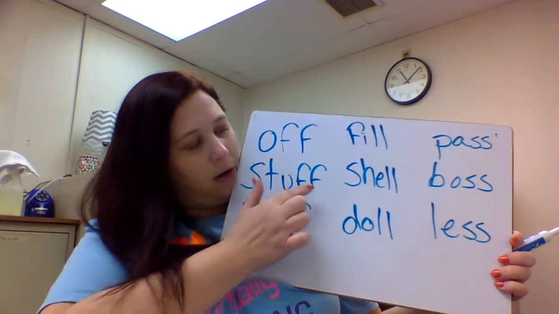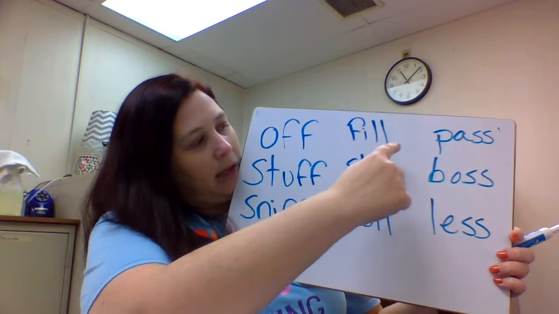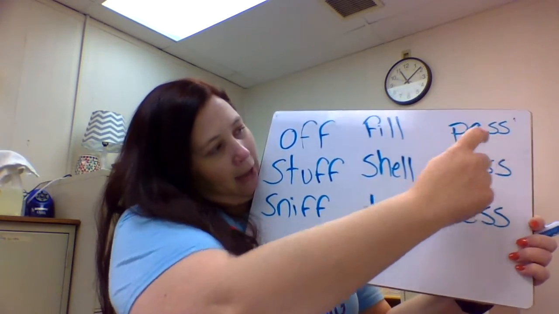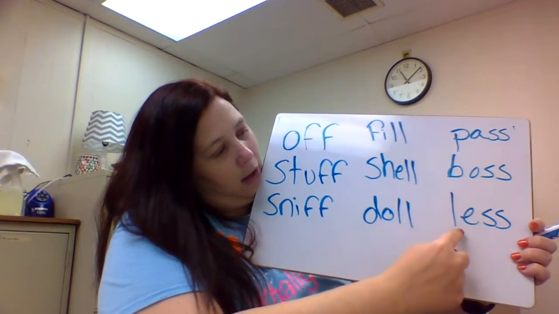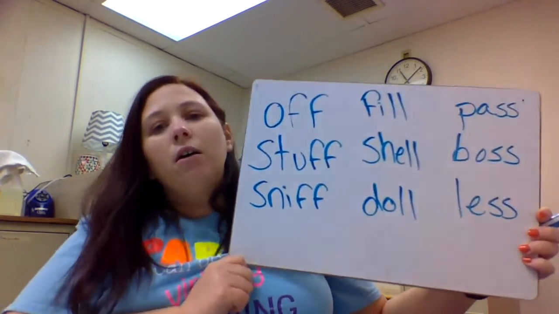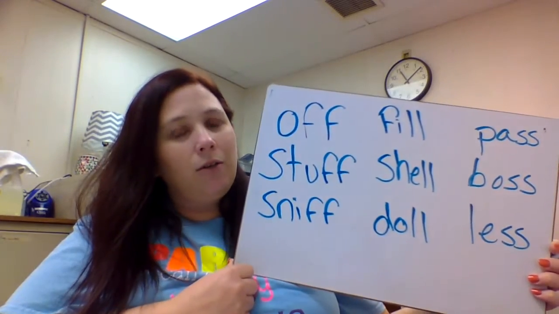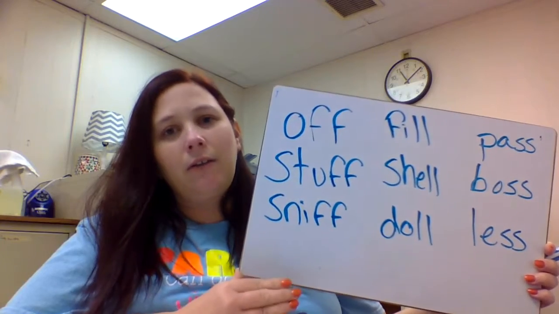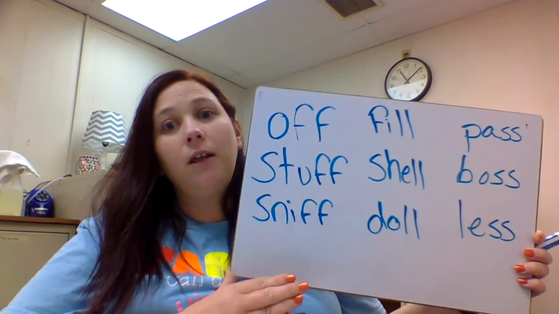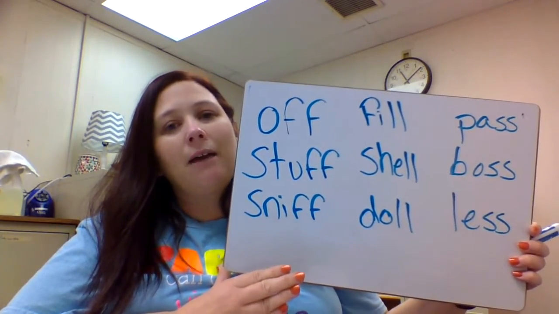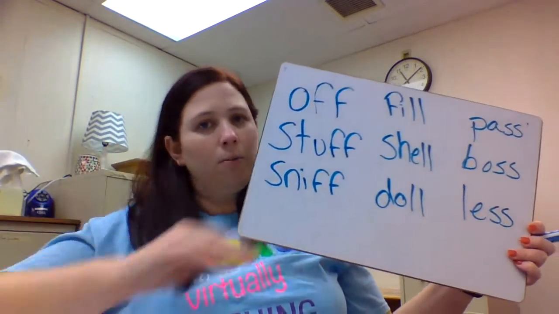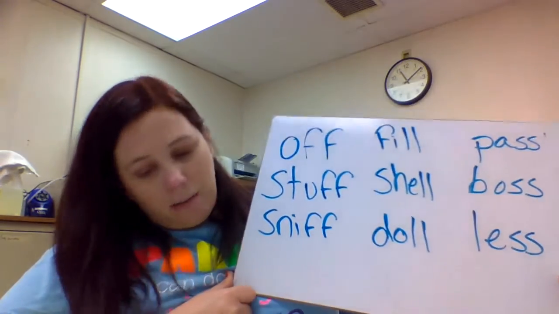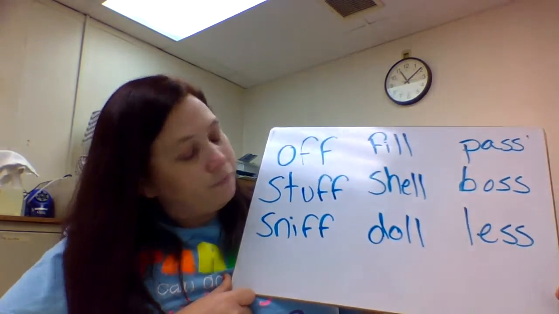Sniff, stuff, off, fill, shell, doll, pass, boss, less. Also, another thing we can notice is that they're all one syllable. Off, stuff, sniff, doll, shell, fill, boss, pass, less. I read those out of order, sorry, they're backwards for me. So we notice all those things are the same, and they are all root words.